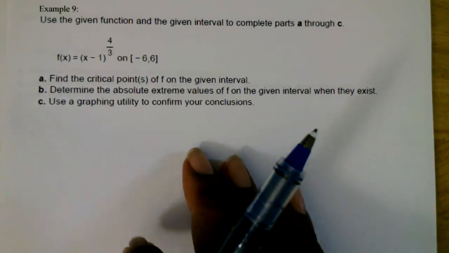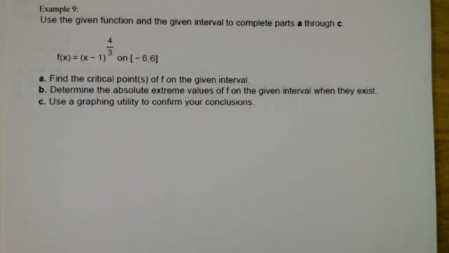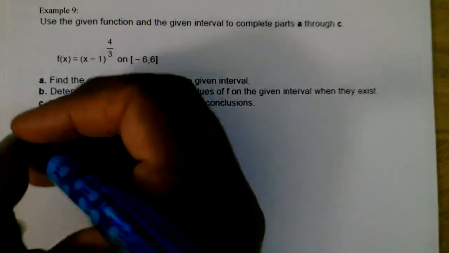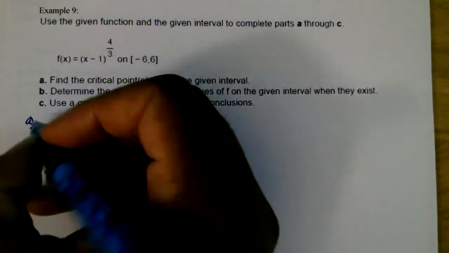All right, now example 9. Here I want to use a given function and a given interval to complete parts A through C. Okay, so it's pretty much the same thing as example 8. But my function here is f of x is equal to x minus 1 raised to the 4/3 power. The interval is from -6 to 6.